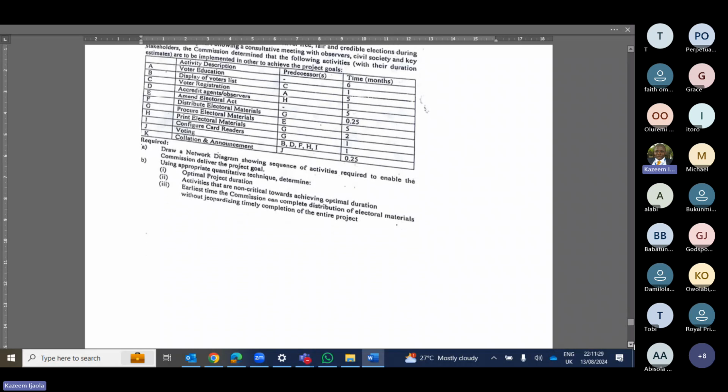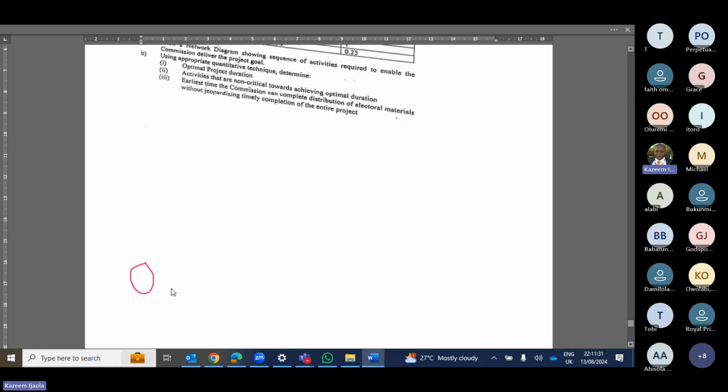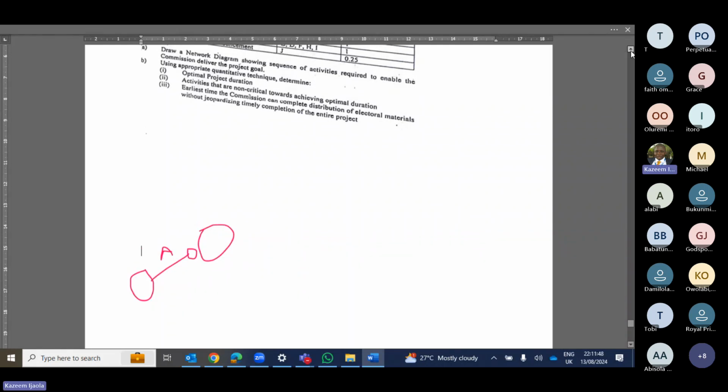A is from the origin. So let's do it now. I just need your participation, guys. Hopefully my drawing will be much better now. A is from the origin. This is my A. Okay, then I've done A.